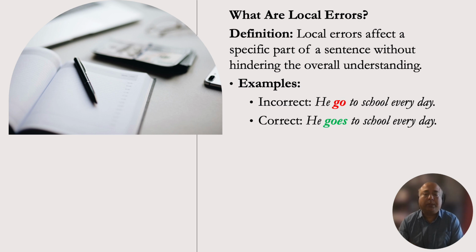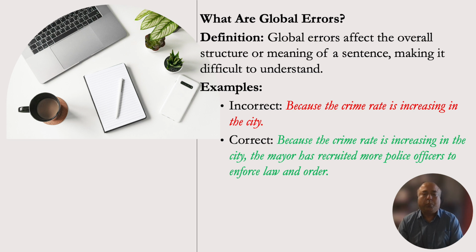but without altering or damaging the meaning that the writer intends to convey to the reader. For example, "He go to school every day." Do you notice the error? The verb tense is in error. It does not agree with the subject, he. What's the correct sentence? "He goes to school every day." Okay? So, how are global errors different from local errors?